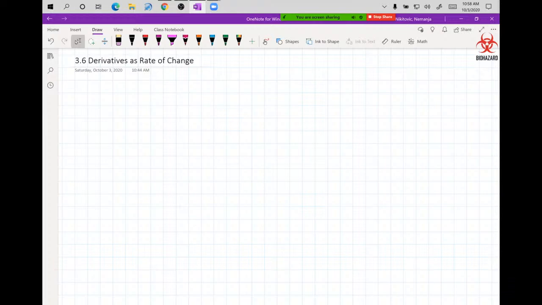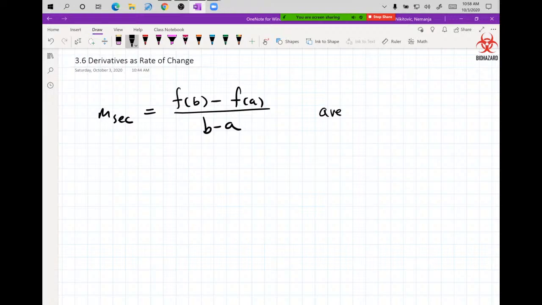So what is this section talking about? Well, I mentioned before, when I talked about the concept of the derivative, that you have the m secant to be f of b minus f of a divided by b minus a, and that was the basic slope of the line from algebra, and we call that the average rate of change.